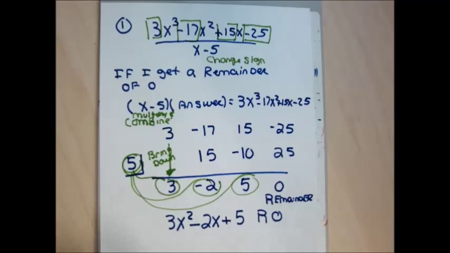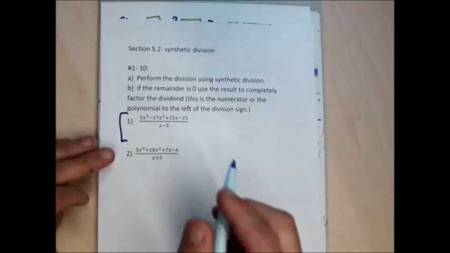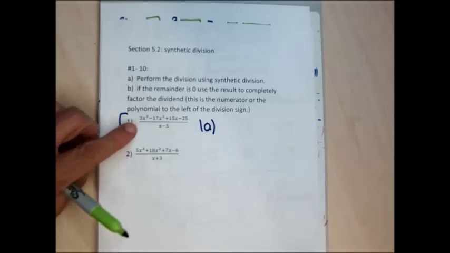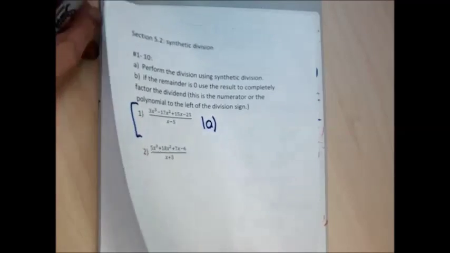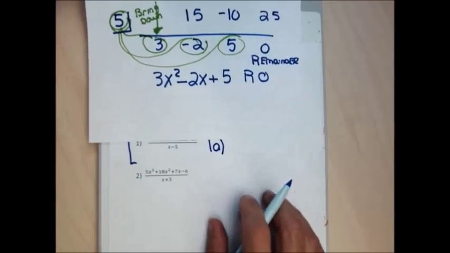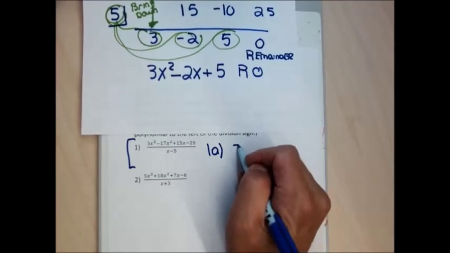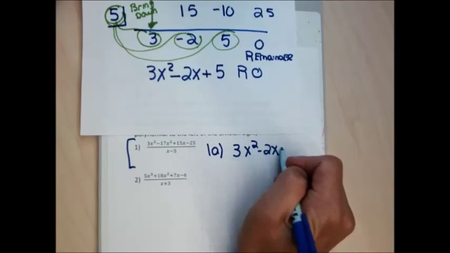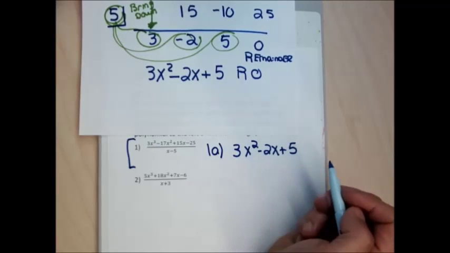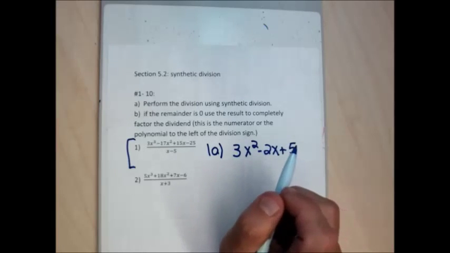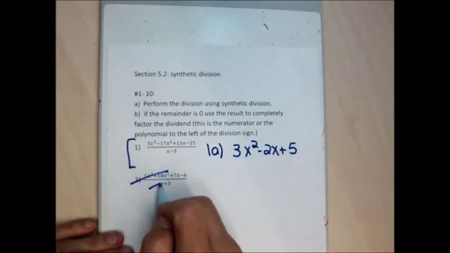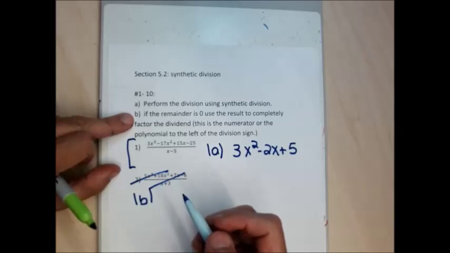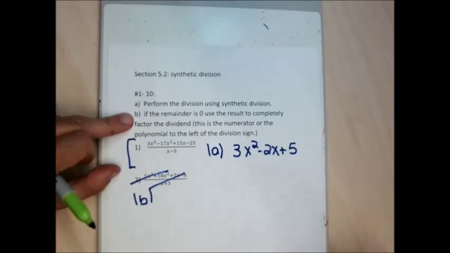So I've finished up part A. Problem 1A asks me to perform the division using synthetic division. The answer to the division problem, 3x cubed minus 17x squared plus 15x minus 25, is 3x squared minus 2x plus 5. And I don't have to write a remainder of 0 when there is a remainder of 0. Now I'm going to move on to part 1B. Part 1B says if the remainder is 0, use the result to completely factor the numerator.